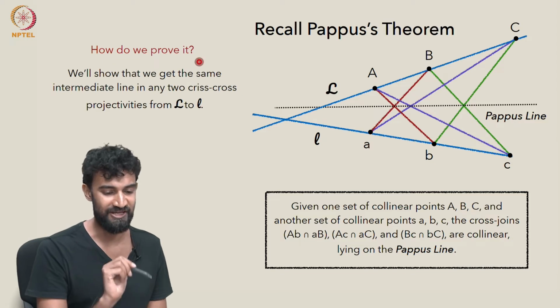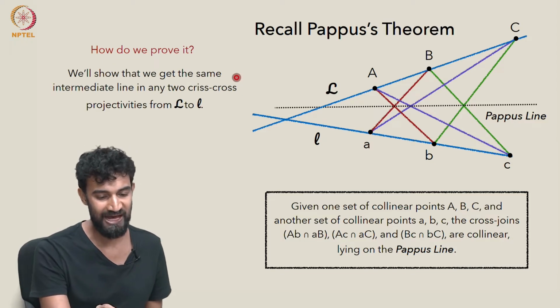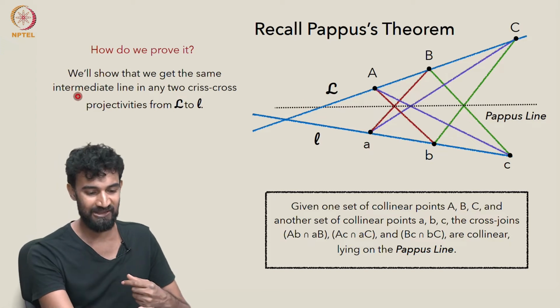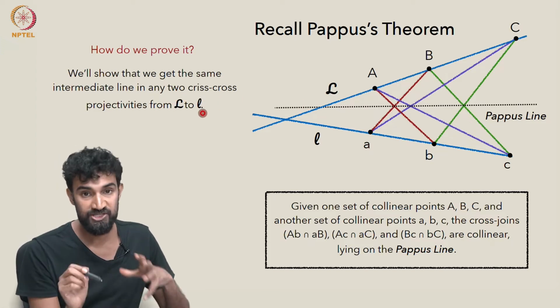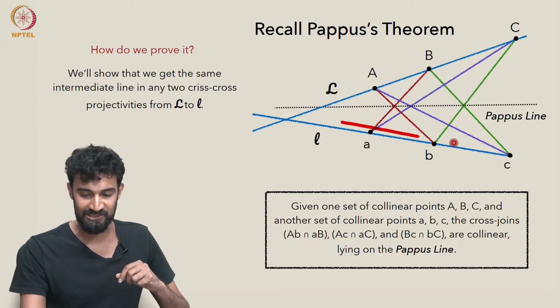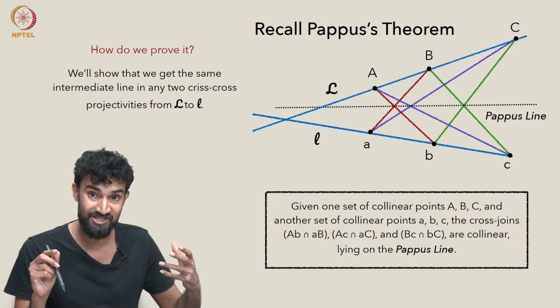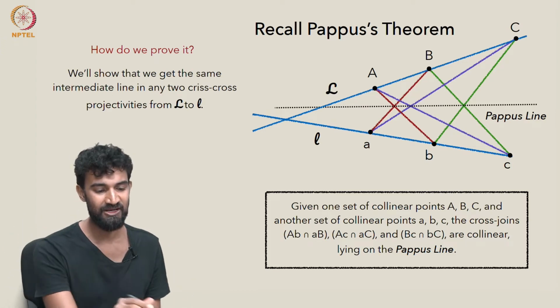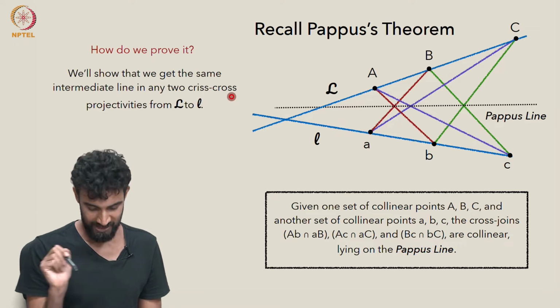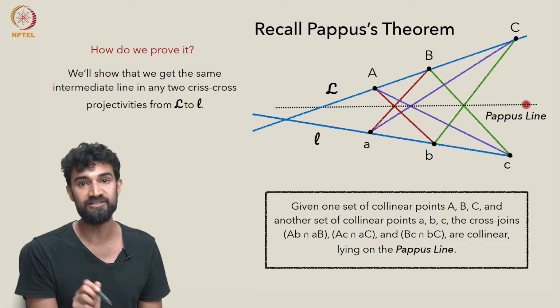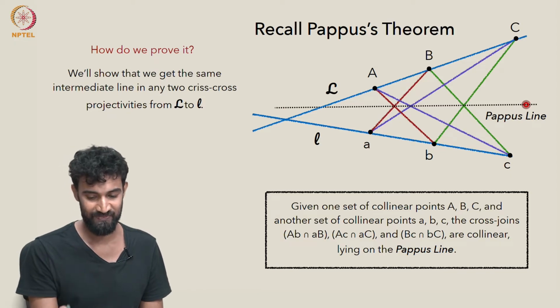So how do we prove this? Well, our strategy is going to be that we get the same intermediate line in any two crisscross projectivities from capital L to little l. So we're going to use that crisscross construction, and we'll show that no matter which of the 3 points we center it at, we get the same intermediate line. So in some sense, that'll let us construct the Pappus line. That intermediate line will be the Pappus line.